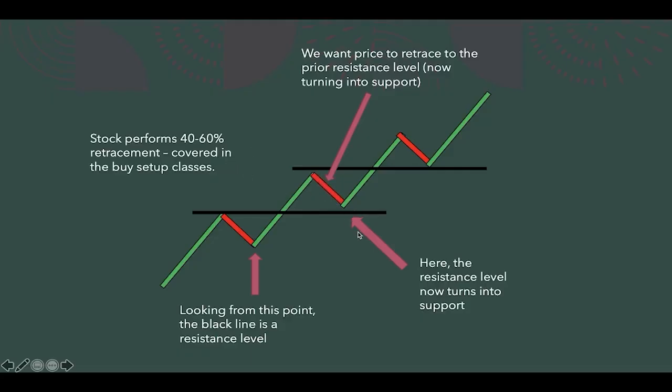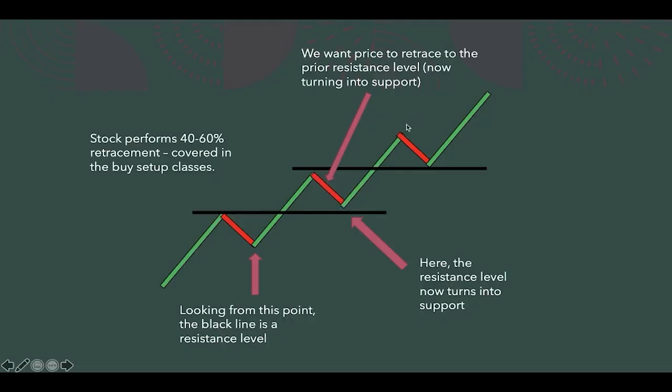We don't want to see deep retracements. We also don't want to see super shallow retracements. Okay, and we kind of talked about that during the buy setup classes. Okay, and the whole idea of this resistance now turning into support is that we want price to actually retrace to the prior resistance level, which is now being considered as support, right? We want price to retrace to this resistance, and once it does retrace and respects that resistance, it becomes support.